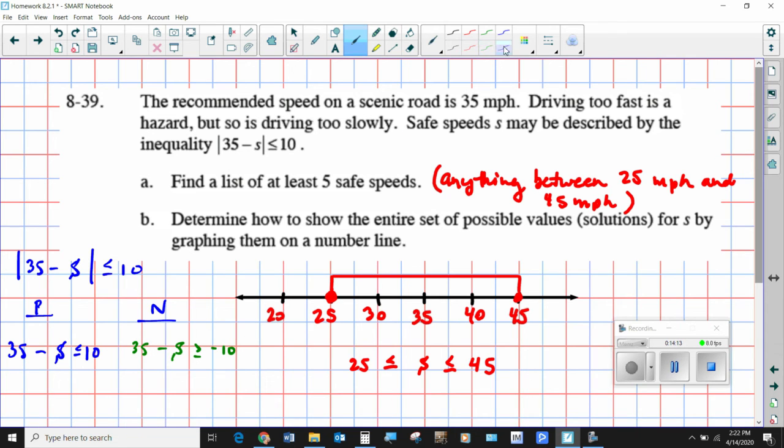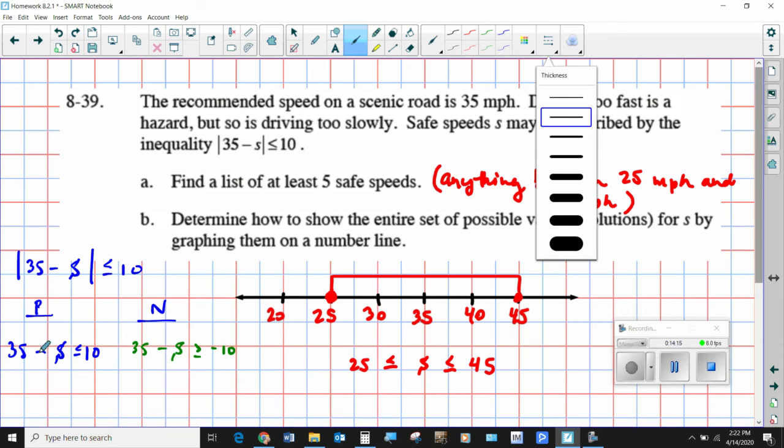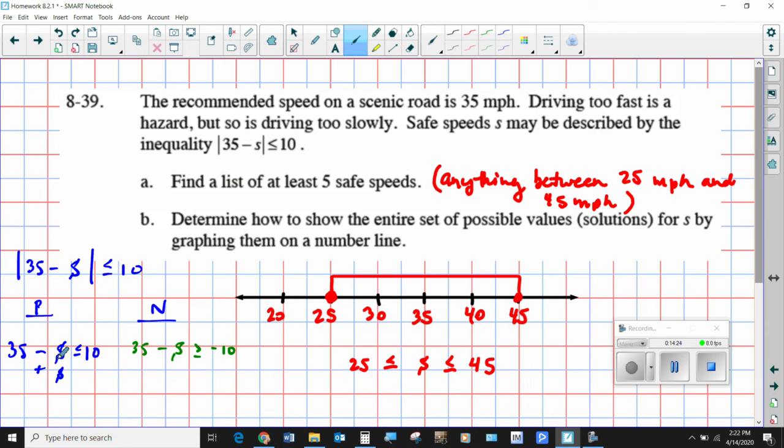So now when I solve each one of these, what should I do here? I'm going to add S to each side, which cancels out the S here, but then we add it over here, and then I'm going to subtract 10 from each side. So this becomes 25. This forms a 0 pair, and this forms a 0 pair, but now you've got your S on this side. So 25 is less than S, which is this portion right there.